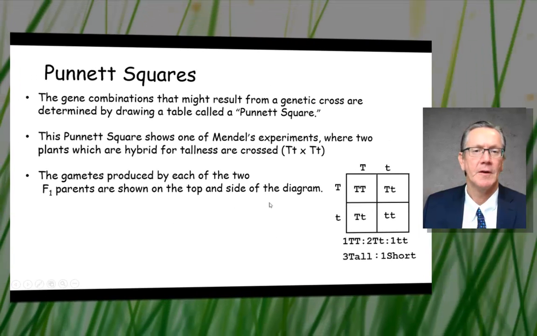Punnett squares. The gene combinations that result from a genetic cross are determined by drawing a table called the Punnett square. This Punnett square shows one of Mendel's experiments where two plants which are hybrid or heterozygous for tallness are crossed. Heterozygous tall crossed with heterozygous tall. The gametes produced by each of the two F1 parents are shown in the top here and on the side of the diagram. So heterozygous tall here is crossed with heterozygous tall. So these are the two parents, and these are the resulting offspring.